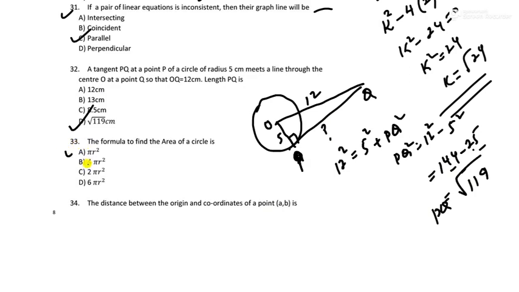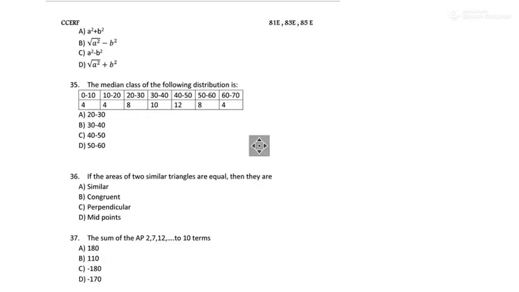Next question, question number 33. The formula to find the area of a circle is pi r square, right? Option number A is correct. Next, the distance between the origin and the point A comma B is always root of A square plus B square. Okay, this is the distance between origin and any point. If this is xy, it will become x square plus y square. If it is pq, p square plus q square. So let me see the option.